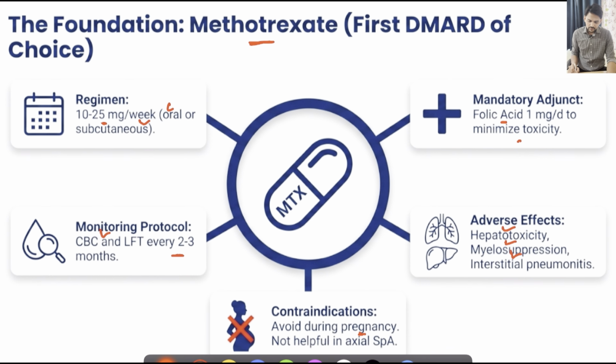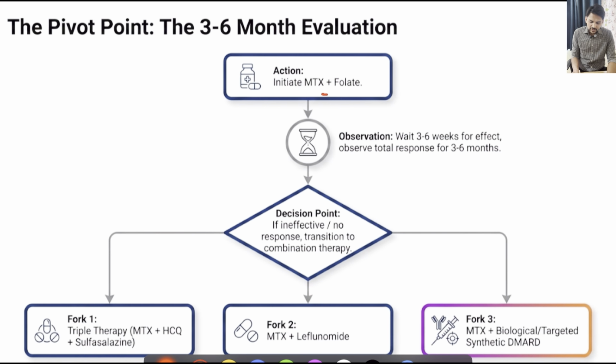And this drug will not be helpful in case of pregnant females who are having rheumatoid arthritis, as well as it is not helpful in case of axial spondyloarthritis. And when we initiate methotrexate along with folate, observe for 3 to 6 months. If you find it ineffective or there is no proper response, we have to shift to the combination therapy. So what are those combination options? One is called as triple therapy combination, where we will add methotrexate along with HCQ, hydroxychloroquine, and sulfasalazine, or methotrexate plus leflunomide can be utilized, or directly we can go ahead with methotrexate plus a biological DMARD.